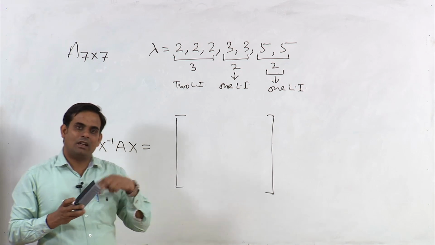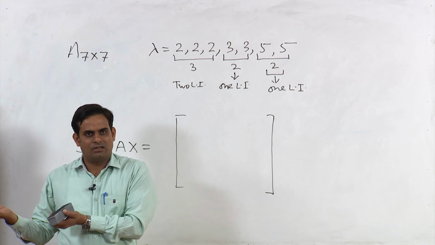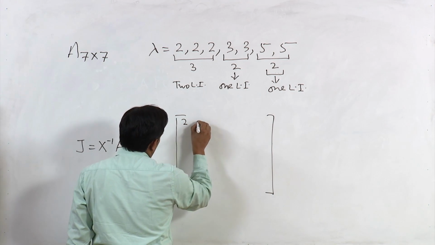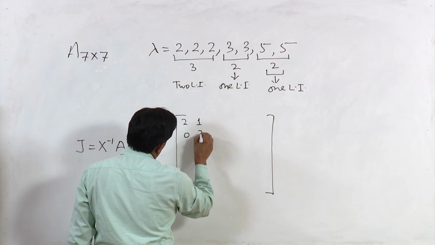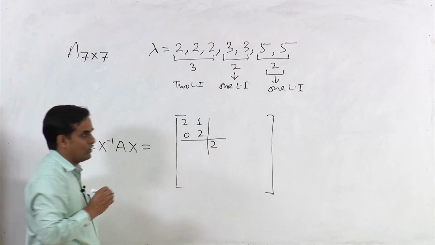So, it means I will have only 2 blocks. How can I decompose 3 into 2? It will be 2 plus 1 or 1 plus 2. So, 2 plus 1 means one Jordan block of size 2 and another Jordan block of size 1.